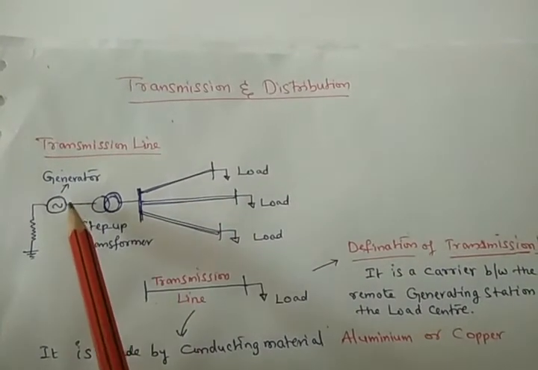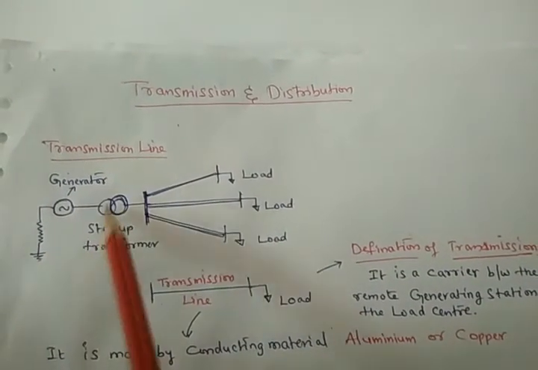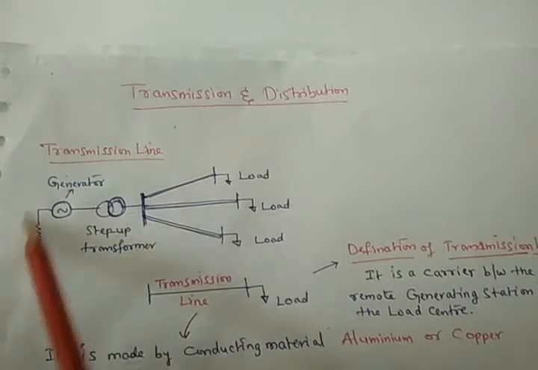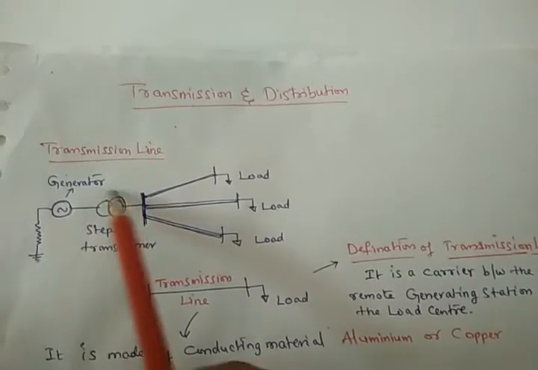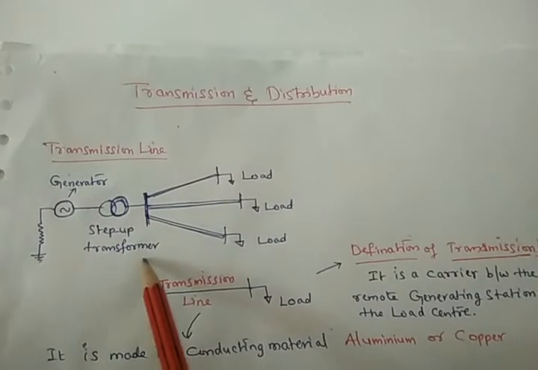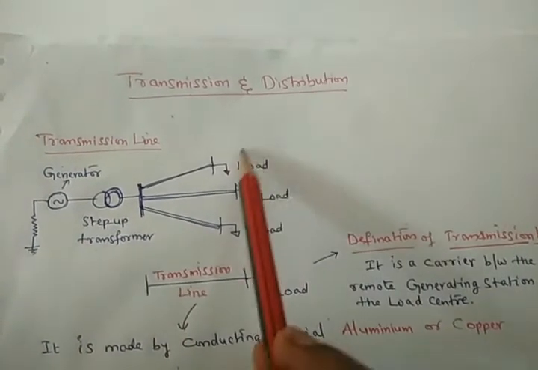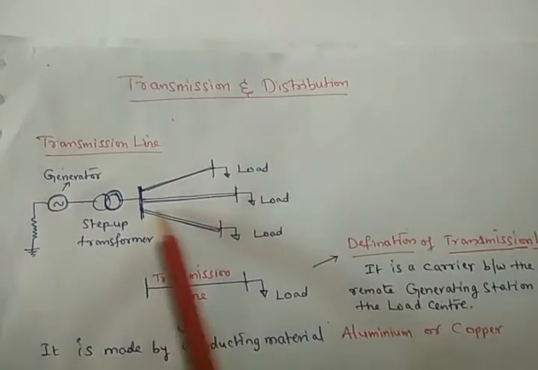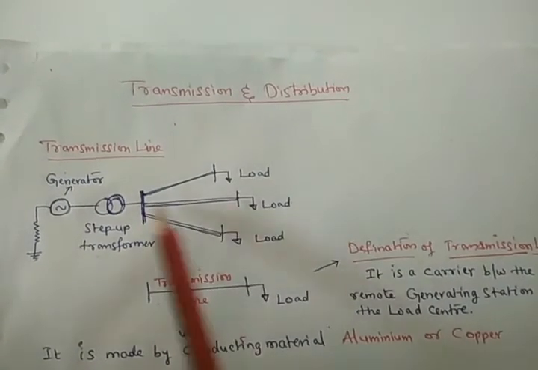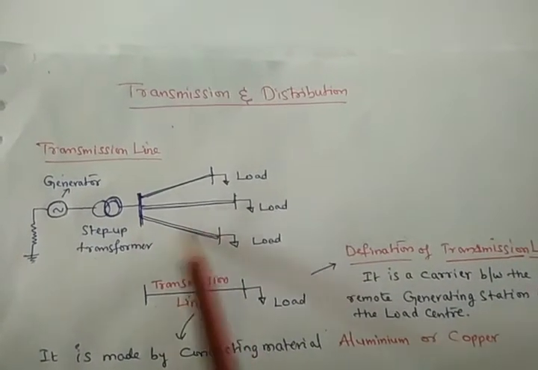Now this part is the generator part. Okay, now here this is a step up transformer. Now here you got the loads connected. Now here these lines are representing transmission lines. So here you got 3 transmission lines.